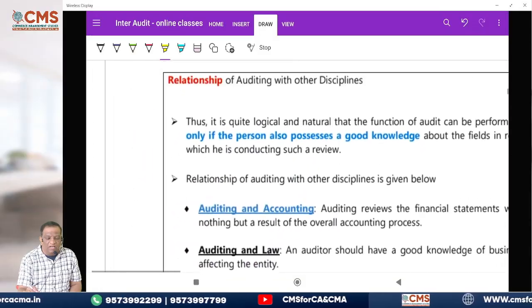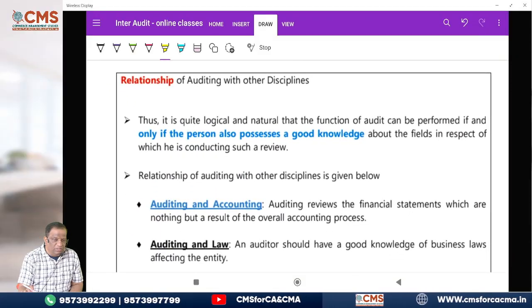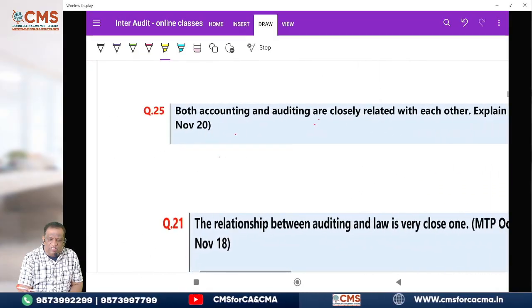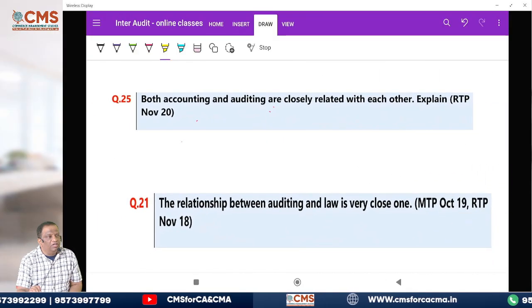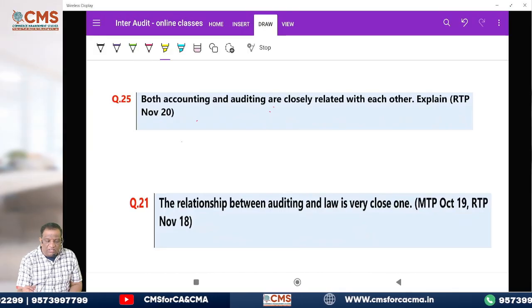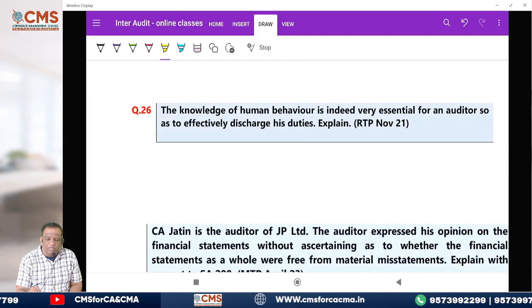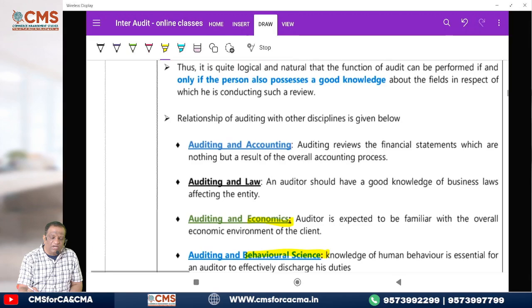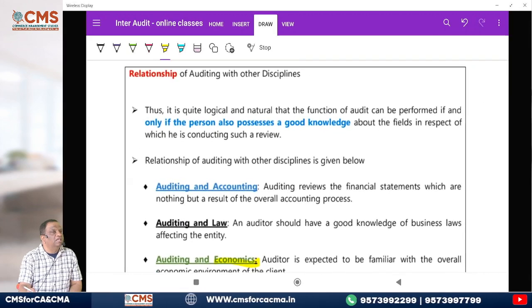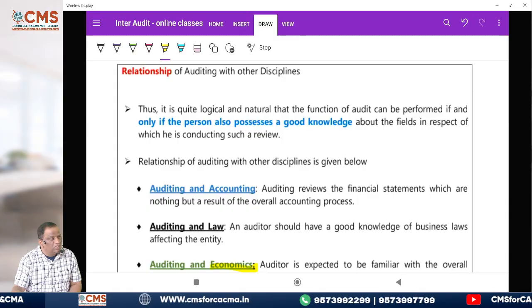And then the other type of question that you get here is, what is the relationship? So this is also a common question. You can see multiple times, like whether accounting and auditing are related, and what is the relationship between audit and the law. Various points you see, and the knowledge of human behavior is required for an auditor. So this is right from traditional to the modern question. You will keep being asked. So whatever you ask and whichever the subject, your answer is going to be the same.